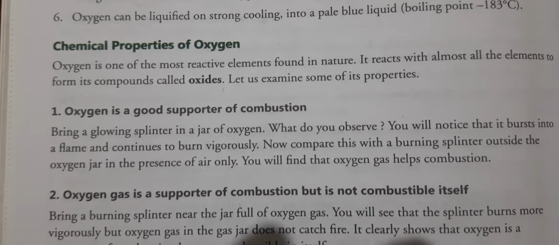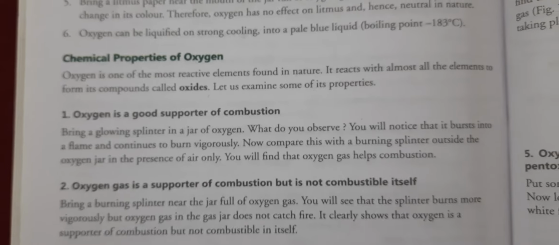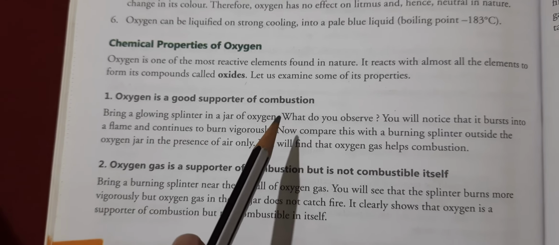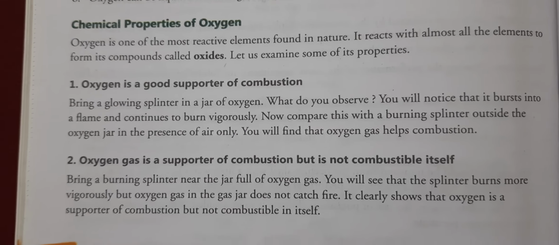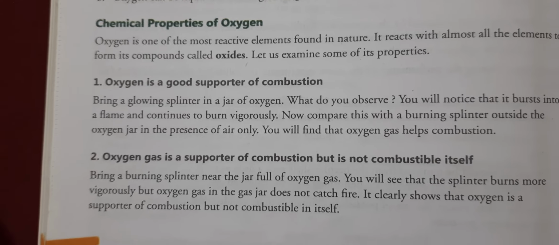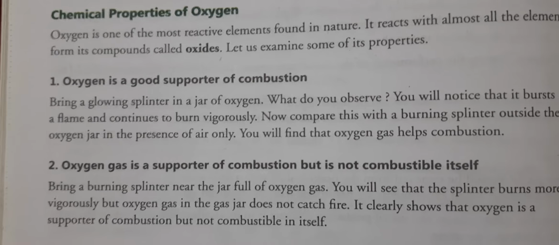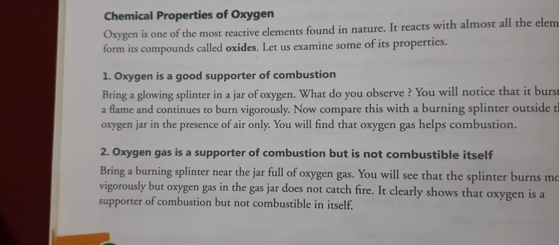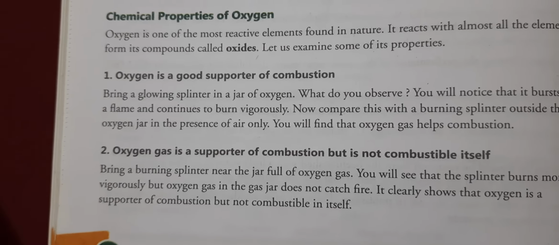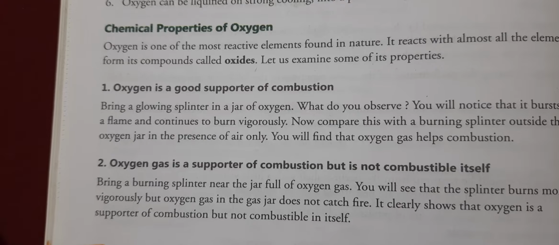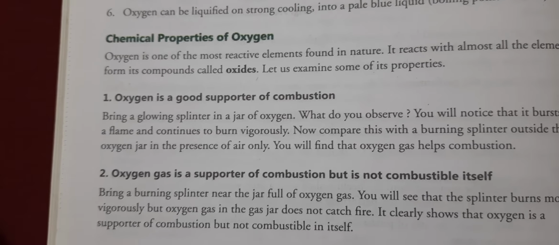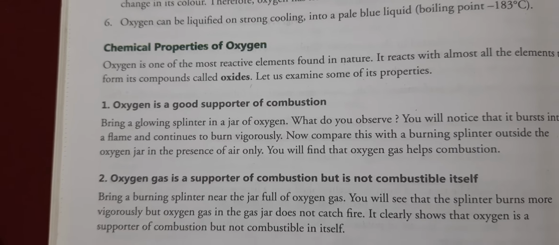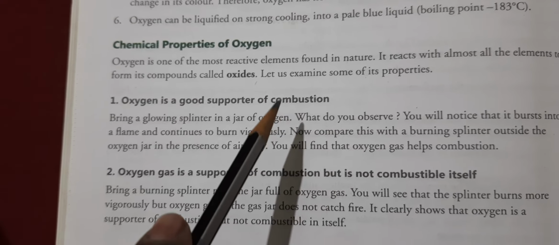Next, coming to the chemical properties of oxygen. Number 1. Oxygen is a good supporter of combustion. You must have seen in villages when they burn wood to cook food, no? They have those chulha. So, to make the fire burn brighter, they take one long pipe and blow through that pipe in the fire. That makes the fire burn brighter. So, oxygen gas actually supports burning. It is known as combustion.